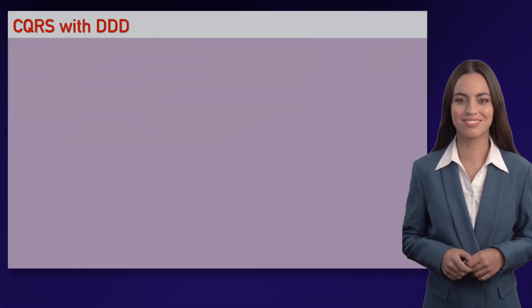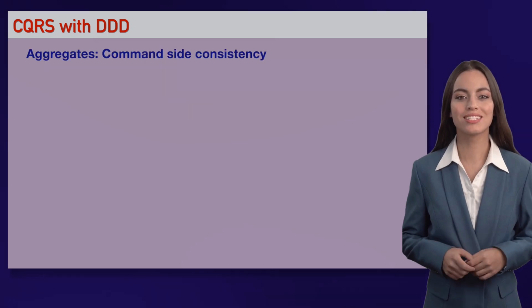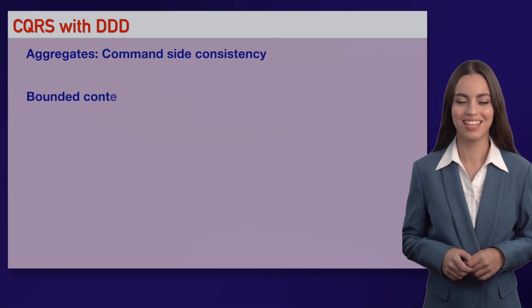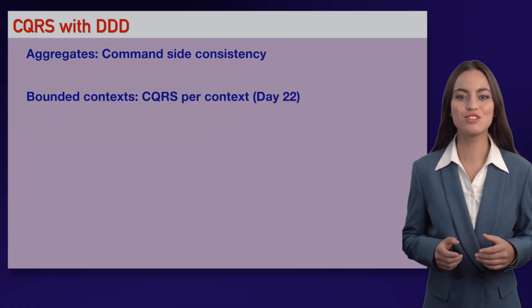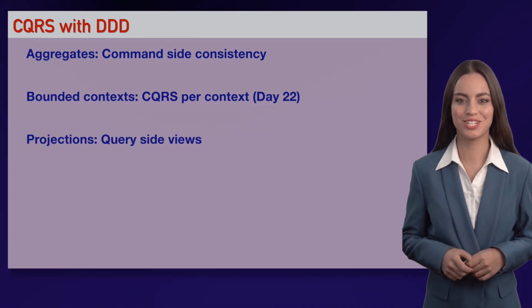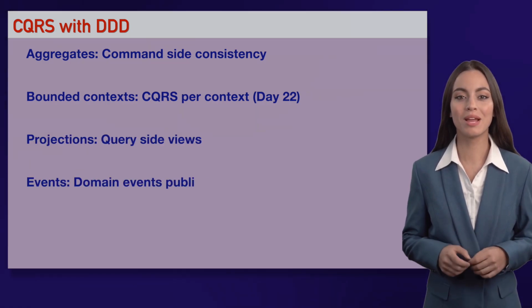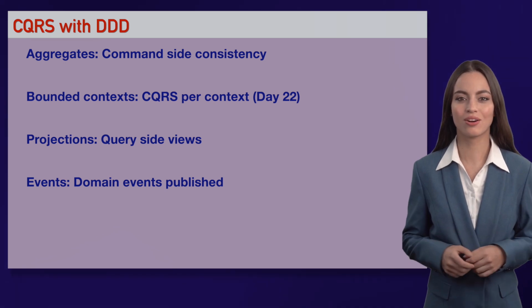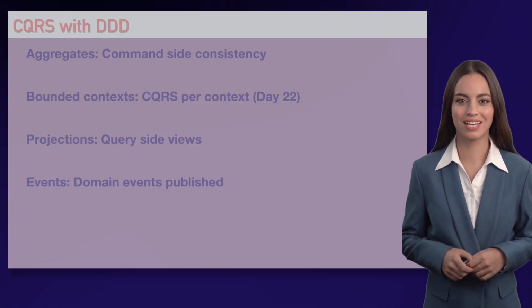CQRS with DDD. Use aggregates for strong consistency on the command side. Apply CQRS within each bounded context from Day 22. Build query projections from domain events. This keeps the domain model expressive and the read side optimized.